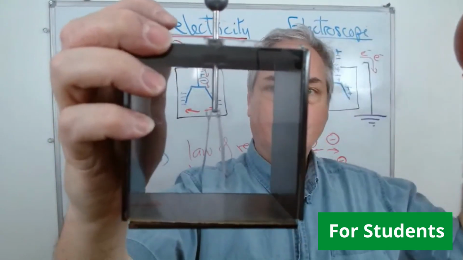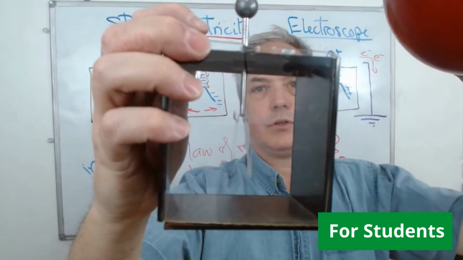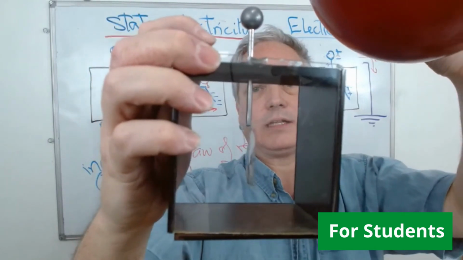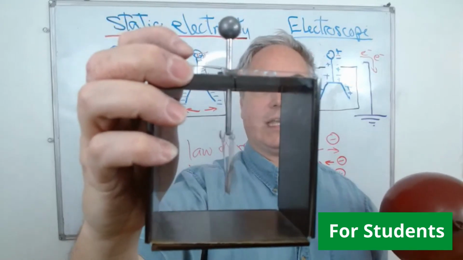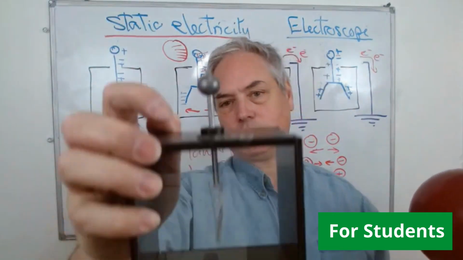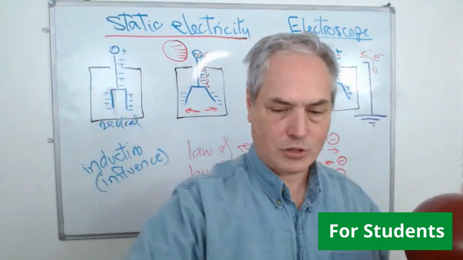If I take the balloon and bring it closer, the electrons at the tip will move down, and we have our two leaves coming together. There you go. Well, they should not be sticking. They're close, but they should not be sticking.